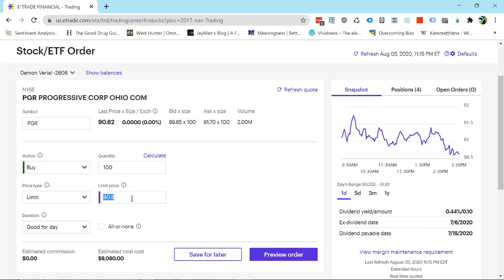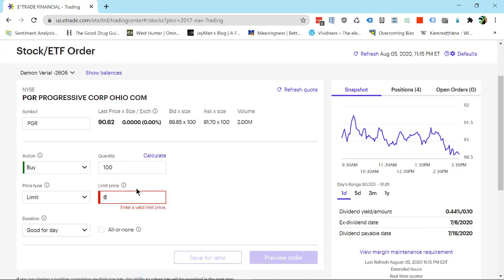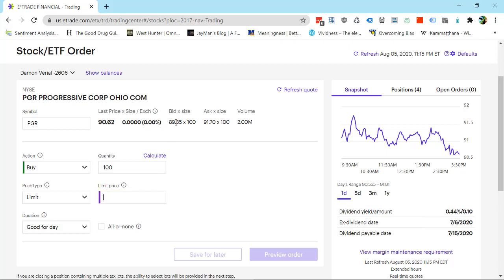If you want to save money like I do, you just look at the bid, go up in increments, 89.9, preview, submit, wait maybe 5 minutes, doesn't get filled, go up another 5, or go up in increments of 10. But you're trying to get your order filled as close to this bid price as possible. You're not going to get the bid price because this is an outstanding bid. In other words, no one has agreed to this price.